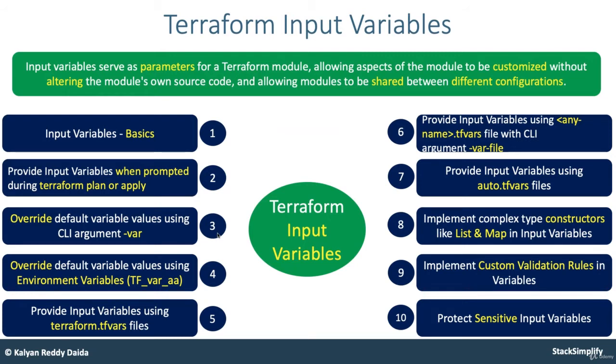As part of Terraform input variables, we are going to learn close to 10 different things. One is input variable basics, and then you are going to focus on providing input variables when prompted during Terraform plan or apply. In addition to that, you will learn how to override default variable values using a CLI argument. Like this, from 1, 2, 3, 4 up to 10 different types of input variables, you will be able to pass them to the Terraform CLI. You are going to learn everything in detail.